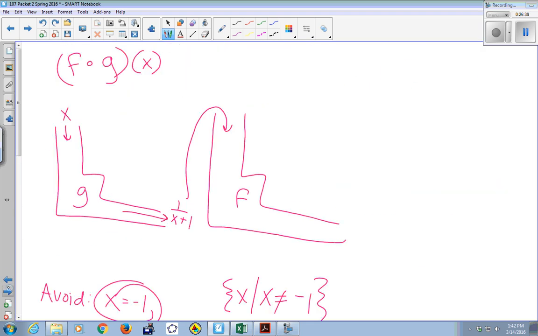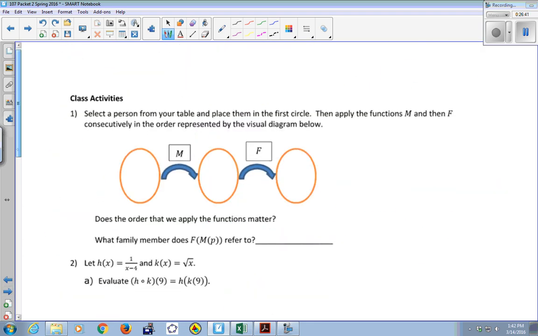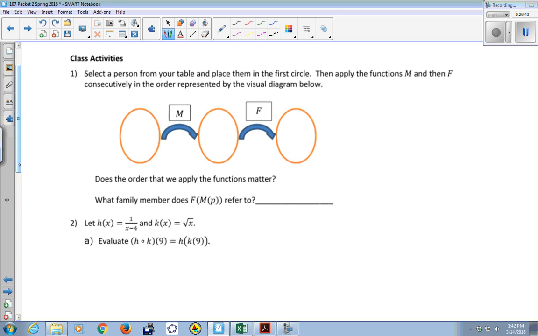All right. So there are some examples in your class activities where the domain gets a little bit trickier. There are restrictions in both f and g, and you have to figure out which ones you care about. So, that's it for the demo. Start the activities.